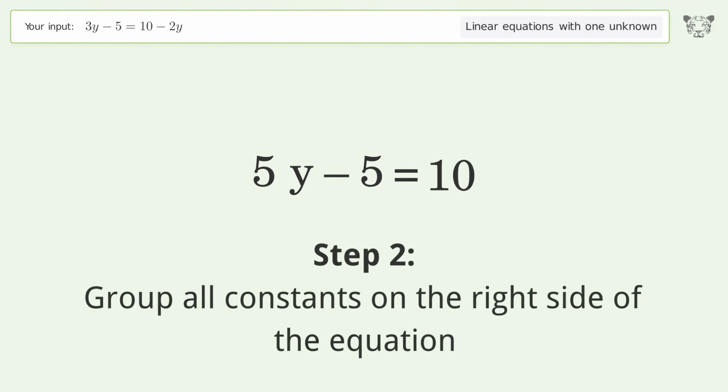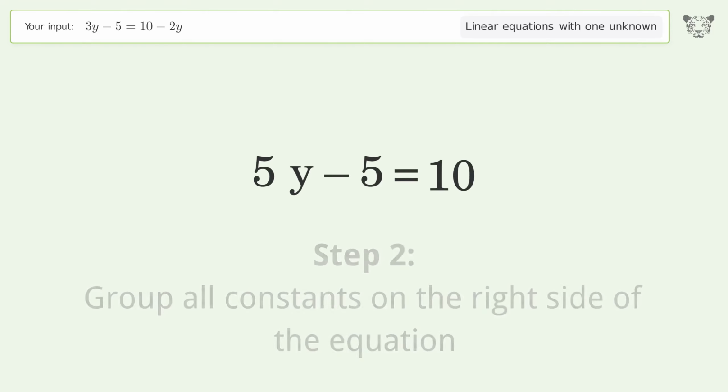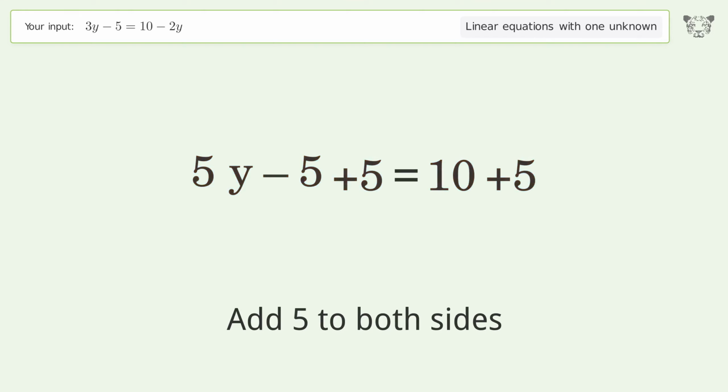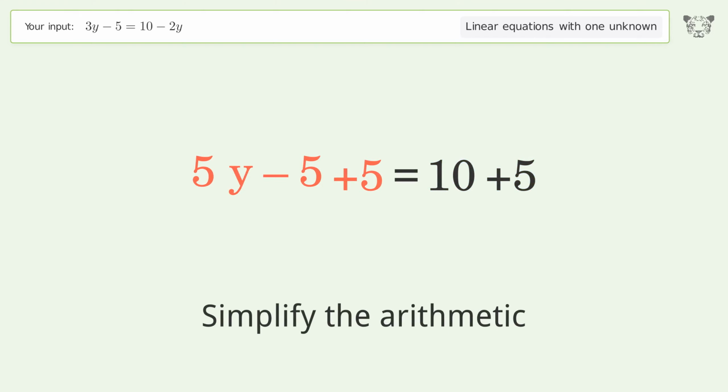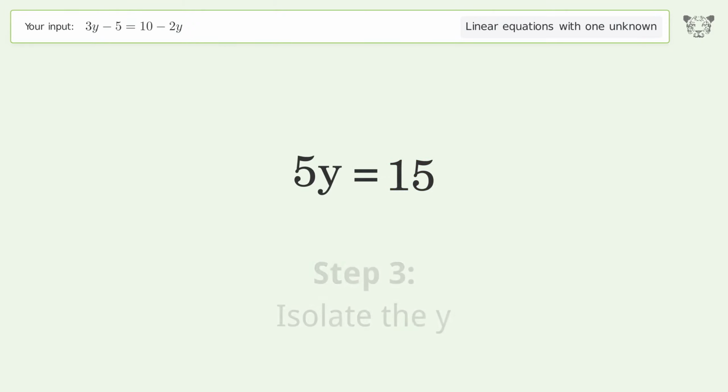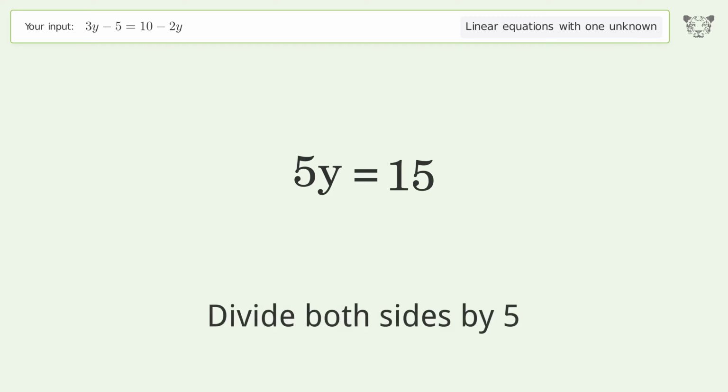Group all constants on the right side of the equation. Add 5 to both sides. Simplify the arithmetic. Isolate the y. Divide both sides by 5.